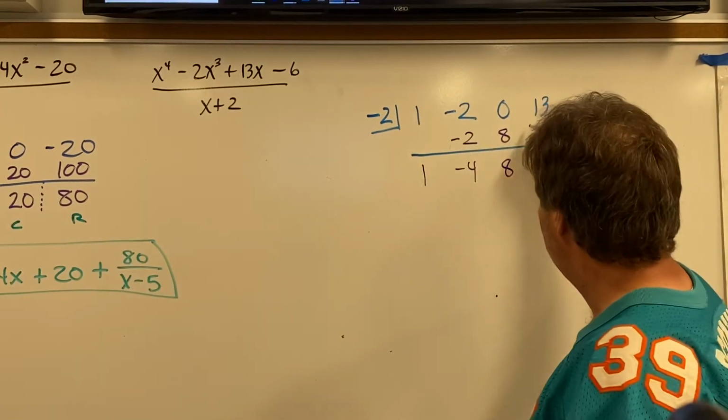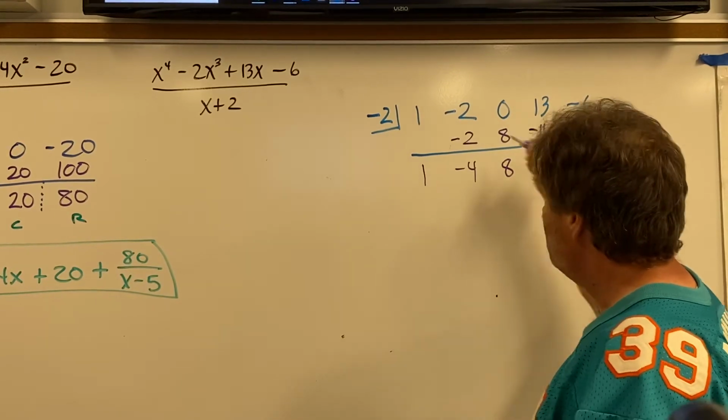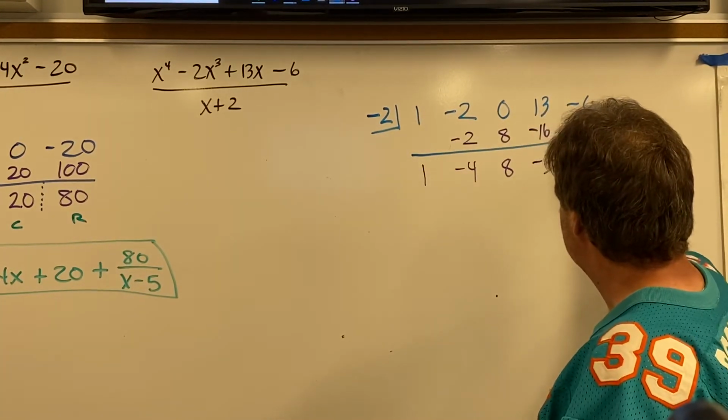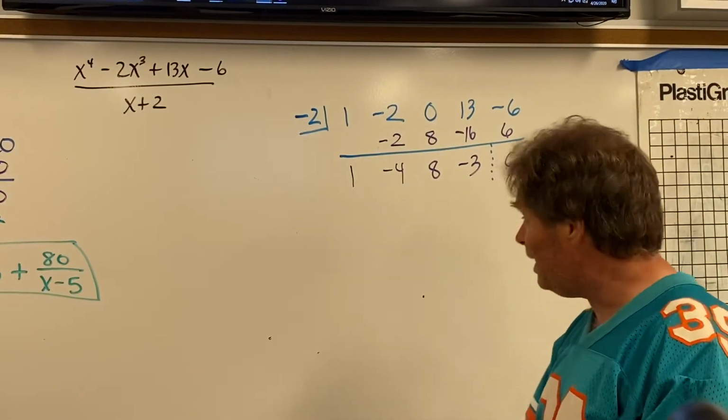8 and -2 is -16. 13 and -16 is -3. Multiply those and you get regular 6. This is 0, cha-ching. That means it goes evenly.